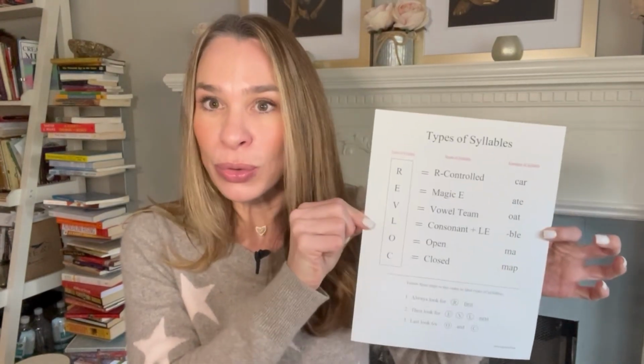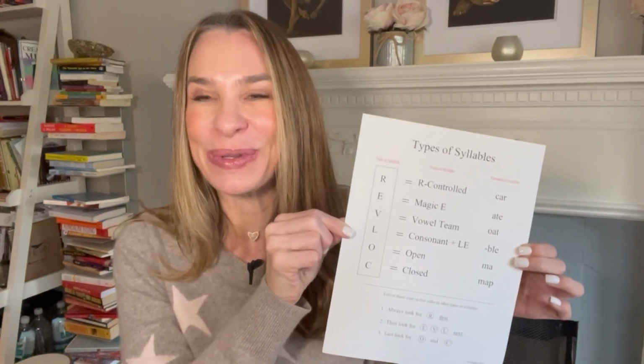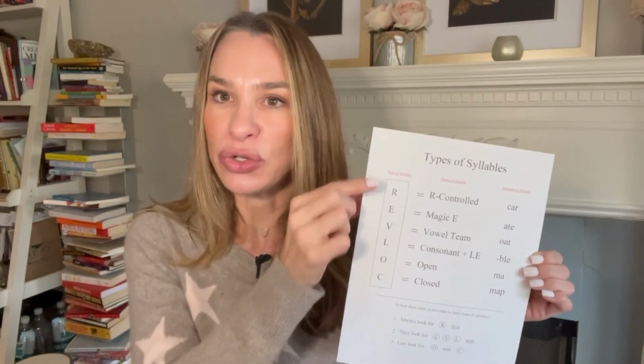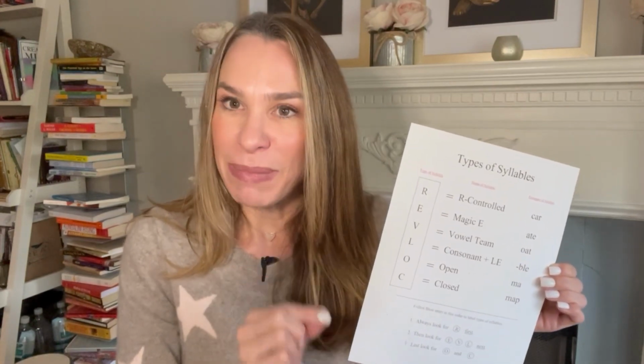Syllable division is the breaking down of multisyllabic words into smaller, more digestible parts. And we use rules to break the word down, and then we use rules to label the syllables once the word is broken apart. Because we use our Revloc system, it makes pronunciation of the word easier. They can have a reason to pronounce it the way they pronounce it.